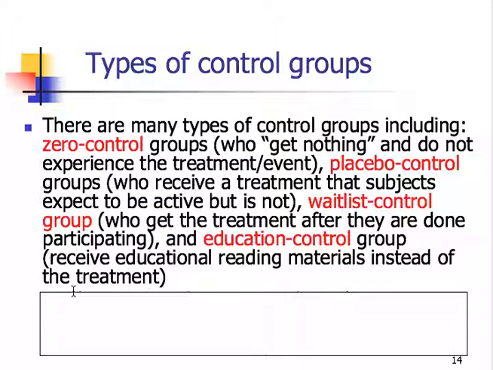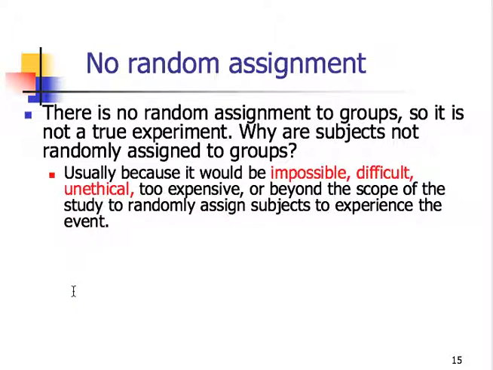Another type of control group is an education control group. They receive educational reading materials or other types of materials to help educate them about something they usually want to know about, such as, in this case, a back pain educational control group. They don't get the particular medical treatment that the experimental or treatment group gets. They get this reading material. Now, a reminder, there's no random assignment, and this might be because it's impossible, difficult, unethical, too expensive, or beyond the scope of the study to randomly assign subjects to experience it.